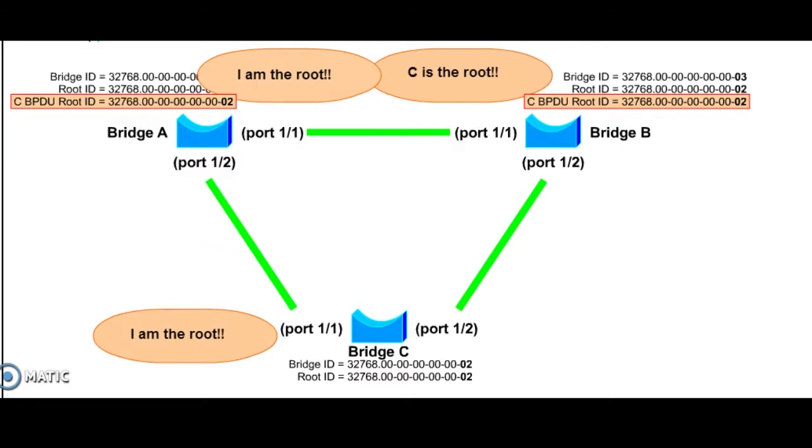Considering that bridge B's bridge ID is greater than the root ID it sees in the BPDU, bridge B accepts that bridge C is the root. Bridge A still considers itself as the root as its bridge ID is less than the root ID it sees in the BPDU. Bridge C still thinks of itself as the root.